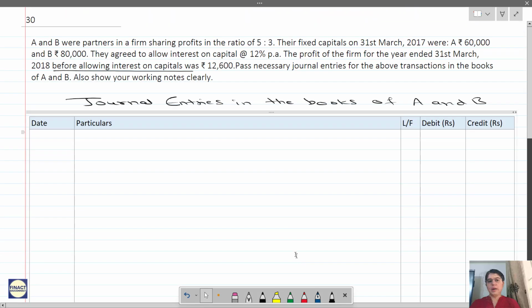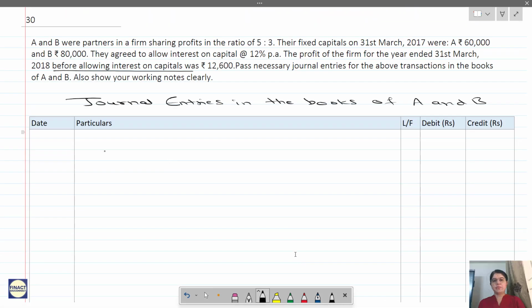Now let us calculate this. On 31st March 2018 we have to pass the entry. Interest on capital has to be given to the partners, so interest on capital will be debited. Interest on capital account debit, how much is it? 12,600 to.